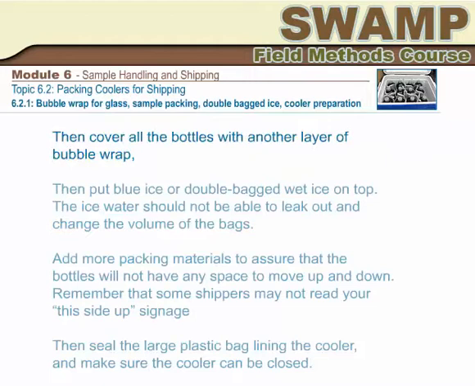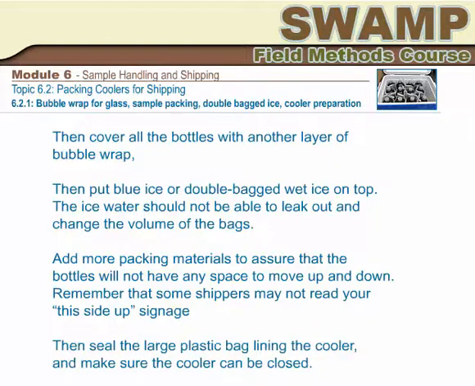Next, cover all of the bottles with one or more layers of bubble wrap. Ice must be double bagged to prevent any melted water from interfering with the samples. Another option, favored by many, is to use blue ice frozen packs. In any case, the samples must be at most 4 degrees Celsius before shipping in order to maintain the sample quality. Then add more packing materials to make sure the bottles don't move around. The large plastic bag, which was placed around the outside of the samples to prevent any water from leaking outside the cooler, can now be sealed by simply removing excess air, twisting the bag closed, and taping the tail down.